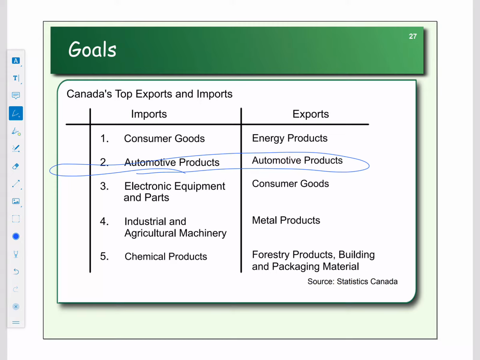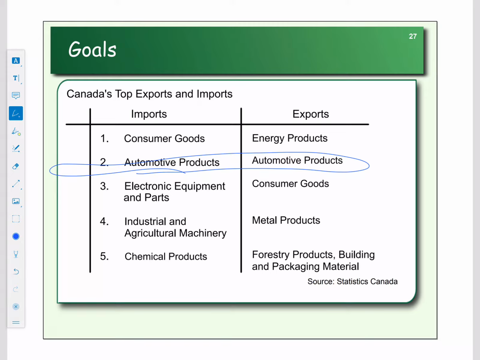So, for example, the Toyota Corolla is made in Canada. The Camry is made in the US. Well, if you live in Canada, you have lots of different Toyota products to choose from. Some of them made here, some of them made in the US. If you're in the US, you have lots of choices for Toyota products as well. So we specialize and we trade.